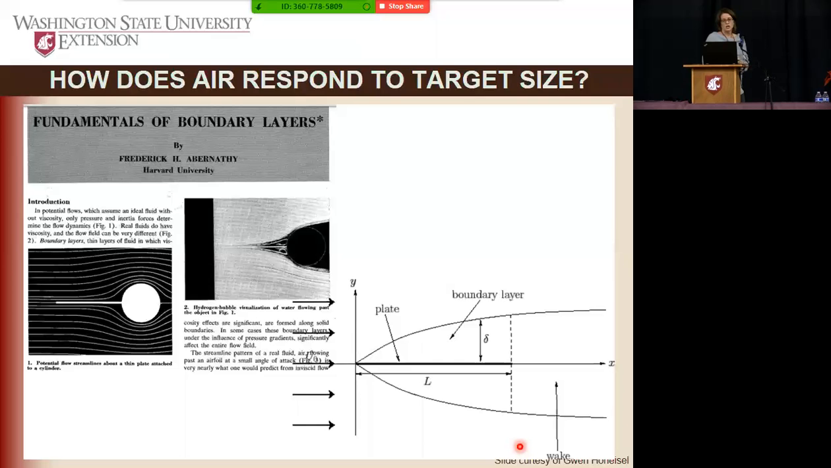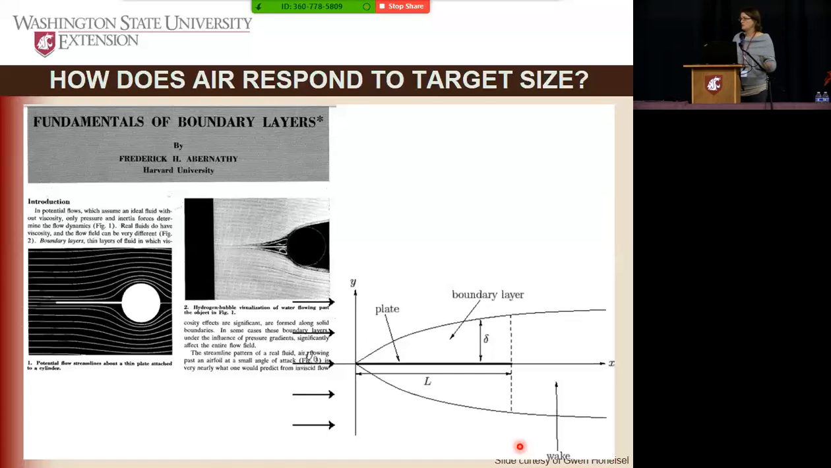So let's look at how air responds to the target size. Blueberries are small, but you have a relatively big bush that you're targeting, right? Think about it as a difference. I also work in apples, where a lot of times on trellises you have skinny little canopies and big apples. Here, you have still a big bush that you're trying to get through. And air responds to target sizes, and this is not new. I didn't have to do any research. I didn't have to find any grant money.